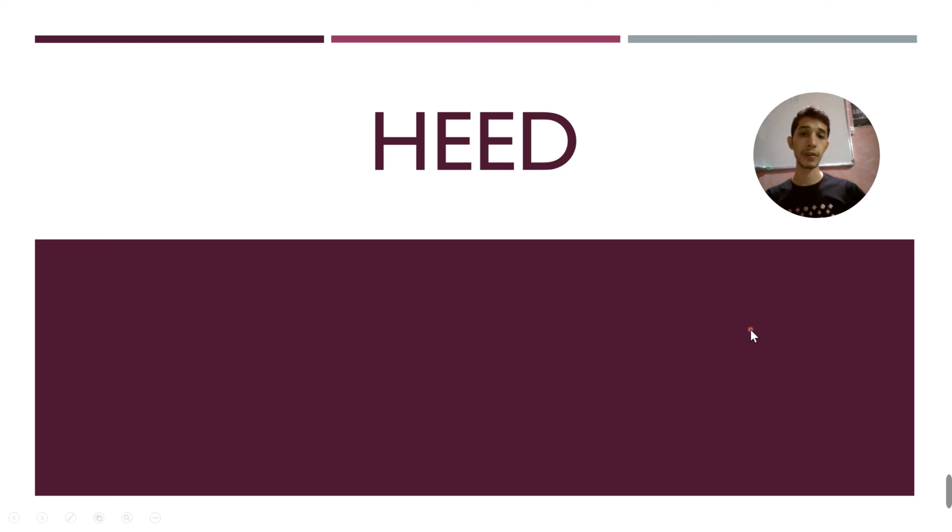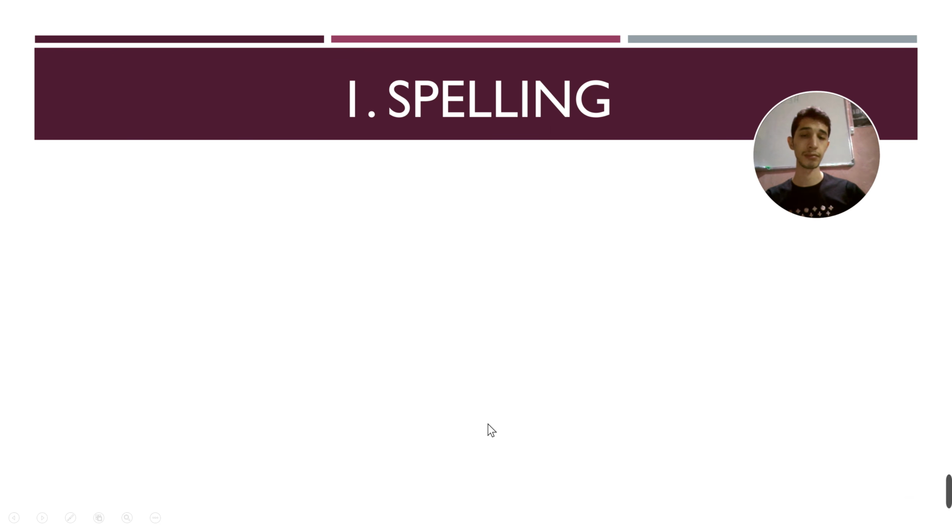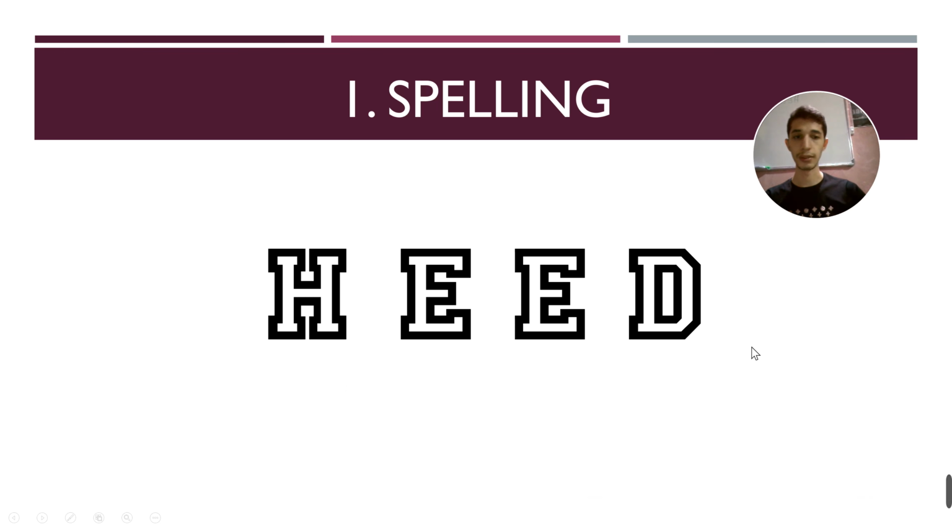So let's start with spelling. You saw the spelling and it's H-E-E-D. And spelling helps you to recognize the word when you see it in writing, and it helps you when you want to write it. So that when I want to use this word in writing, I can be sure that I am writing the right code of letters together, so that when the reader reads them, he or she would know that this is the word that I want to use.